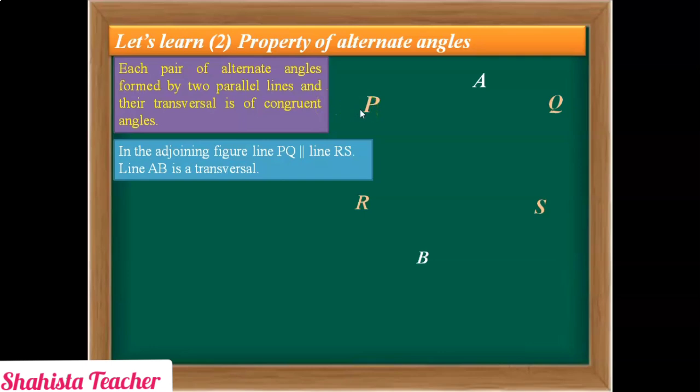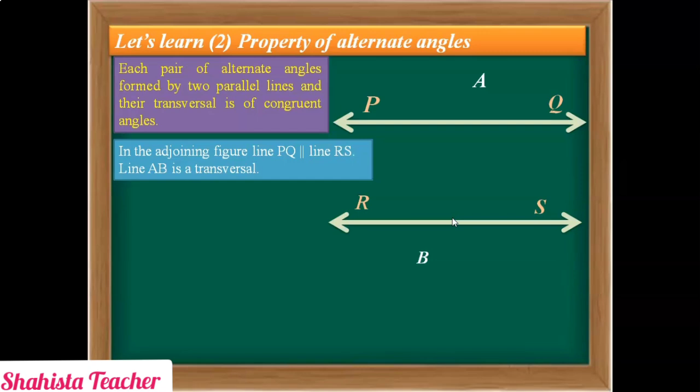Now here, line PQ is parallel to line RS and line AB is the transversal line. Now here we have to show the pairs of alternate angles formed by the transversal.